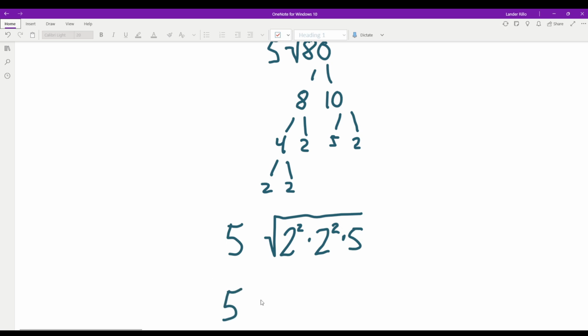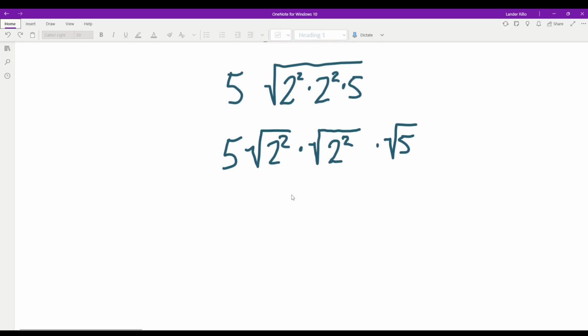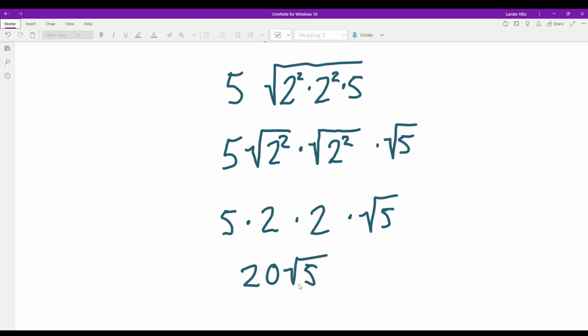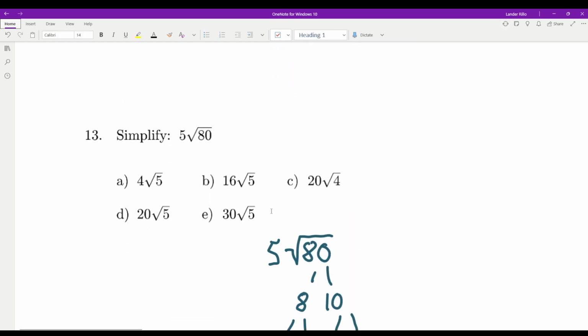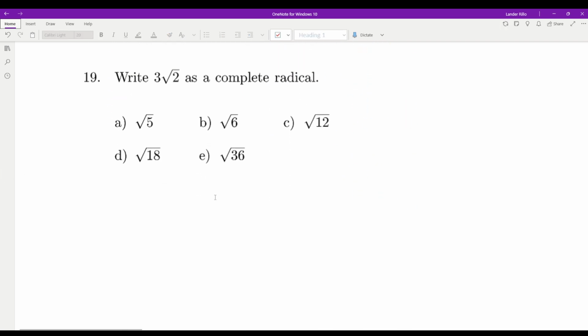And then you would just use properties of radicals. Since they're all multiplied together, you can split them up. Radicals cancel here. This is square root of a square. Radicals cancel there as well. 5 times 2 times 2 times square root 5. Get this together, you get 20 square root 5. That should be D. Yep, should be D. Let's keep going here.